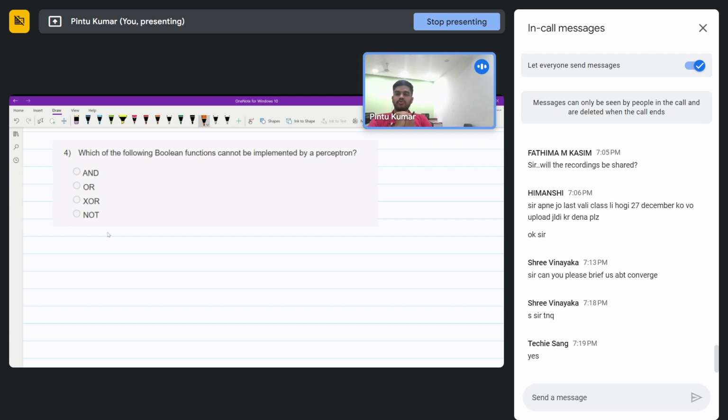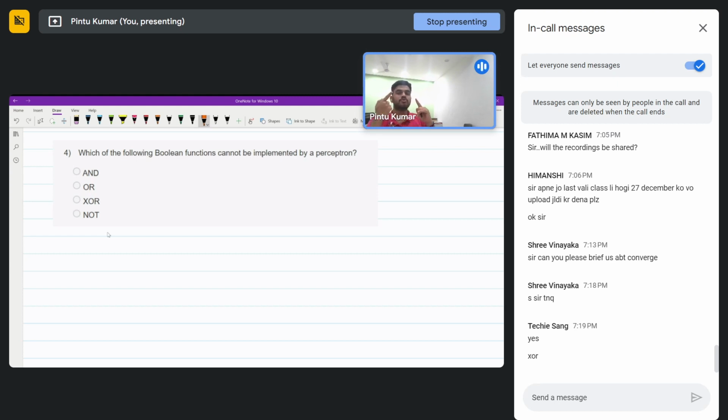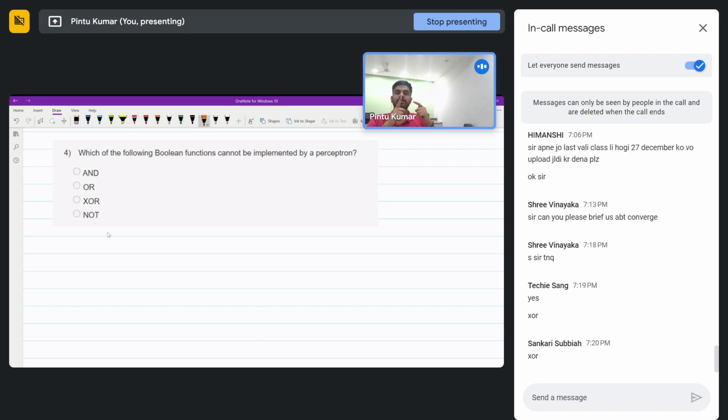Okay, so this is an interesting question. Which of the following Boolean functions cannot be implemented via perceptron? XOR is correct, whoever said that. So what are the functions that can be implemented via perceptron? Only those which are finite and linearly separable. Boolean functions will always be finite because they have only two inputs, right? So those will be finite. We just need to check whether these are linearly separable or not.